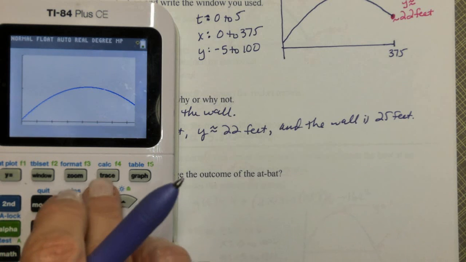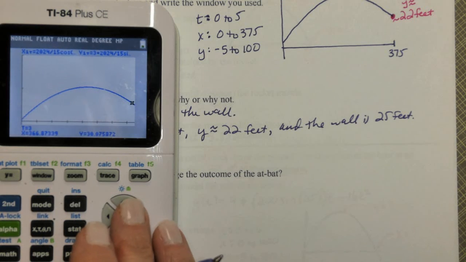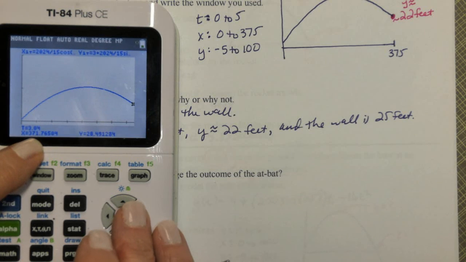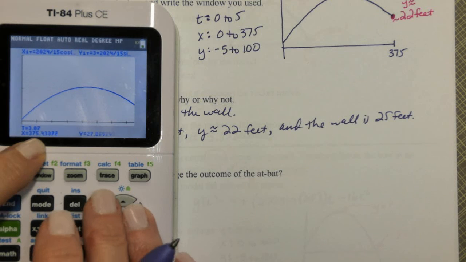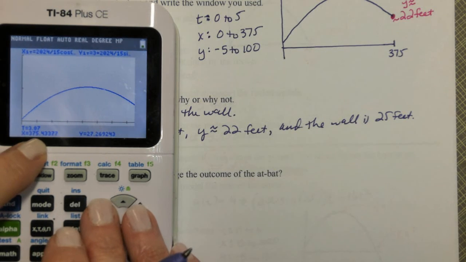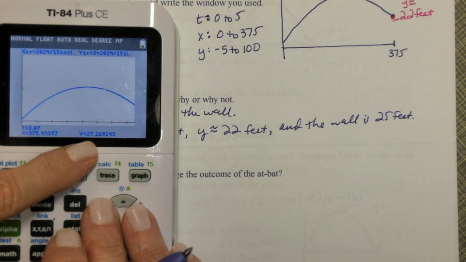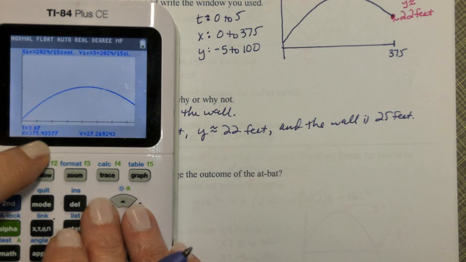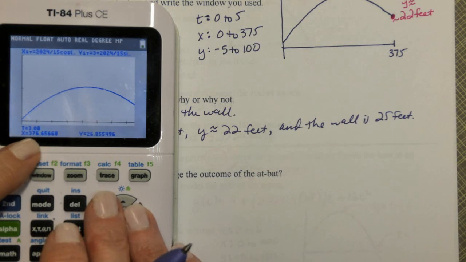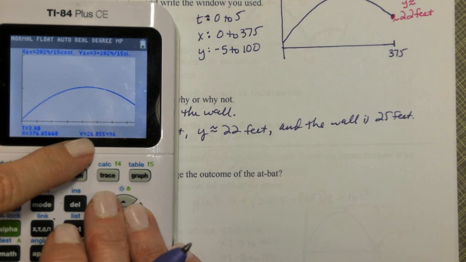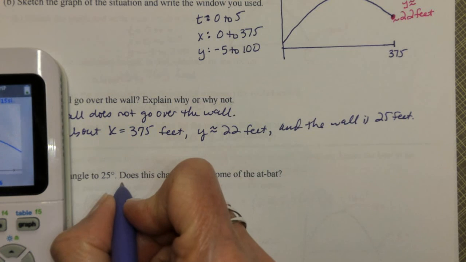Okay, so I'm going to trace. I'm going to go to 3 again. And I'm looking here. I want x to be 375. At 375, we're at 27 feet. About. I know this is approximating, and we could get closer, but this is about. I'm pretty sure that this ball, because if I go one more over, I'm at 376 feet, and I'm still above the wall, right? So does this change the outcome? Yes, it does. We got a home run.